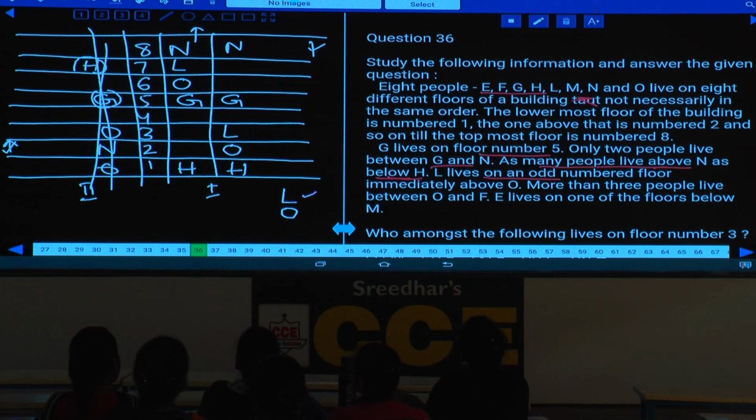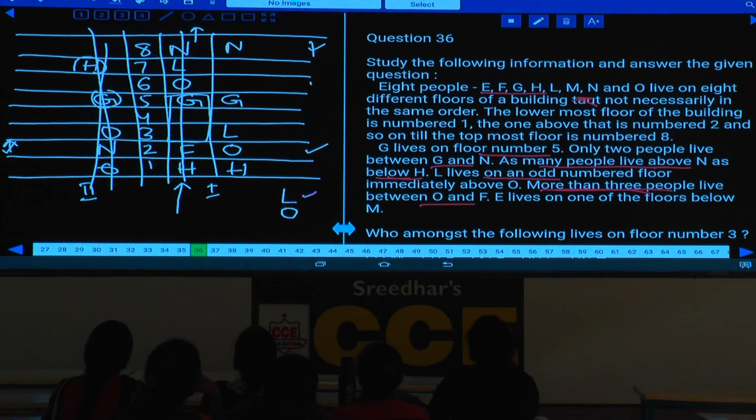The next one. More than 3 people live between O and F. More than 3 people live between O and F. In this case, if you observe here, maximum F can be here. If F is here, then how many persons are living between O and F? There are only 3 persons. But according to the given information, more than 3 means at least 4 persons or more must be in between these 2. And this case is completely ruled out. More than 3 people between O and F, as O is here. Tell me where should this F be? Can F be at this place?